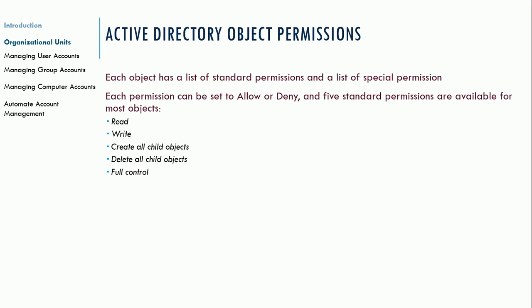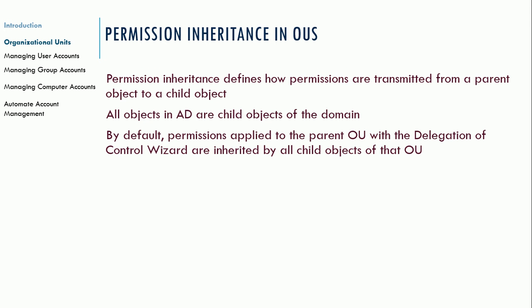So, object permissions, continuing. Every object has these permissions: read, write, full control, and then create child objects or delete child objects. But the main ones here are read, write, and full control, and you'll see those in the dialog boxes when you're working with objects in Active Directory. So why are we talking about this now?